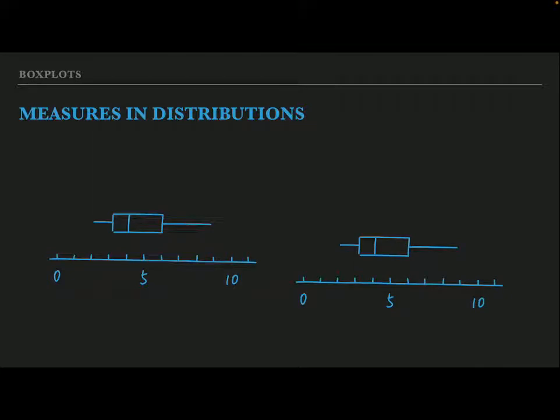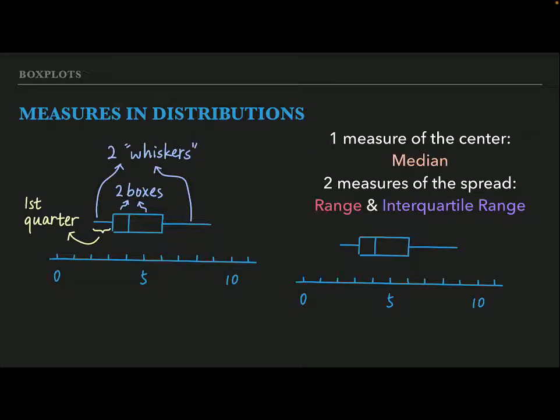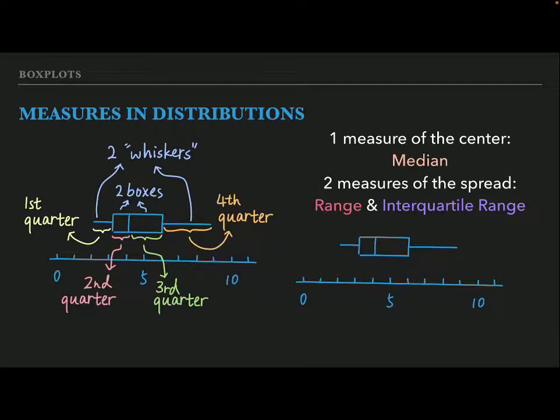Generally, a box plot gives one measure of the center, which is the median, and two measures of the spread, which are the range and the interquartile range. But how? Well, the boxes show the spread of the two middle quarters, and the whiskers show the spread of the two outer quarters, meaning that the length of this whisker over here is the range of the first quarter. The length of the small box in the front is the spread of the second quarter. The length of this small box is the spread of the third quarter. And finally, this length here is the fourth quarter.